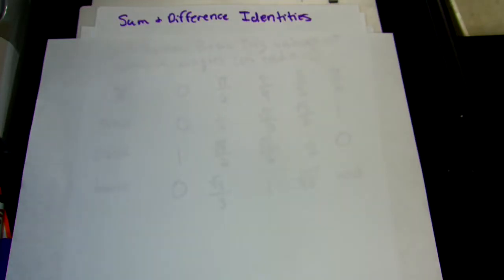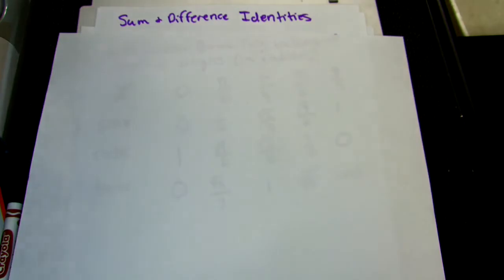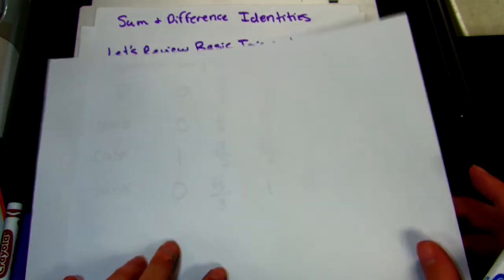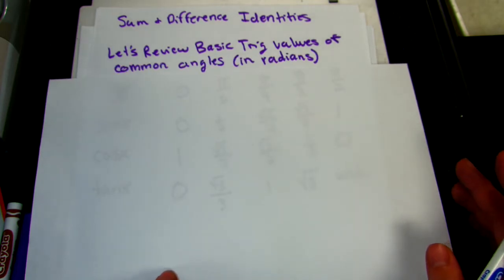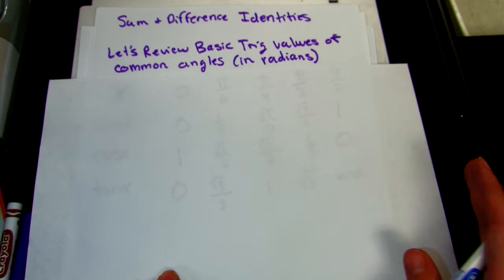All right, today we're going to talk about sum and difference identities, and these have to do with more trig. Before we get started, we need to review some basic trig values of common angles in radians.